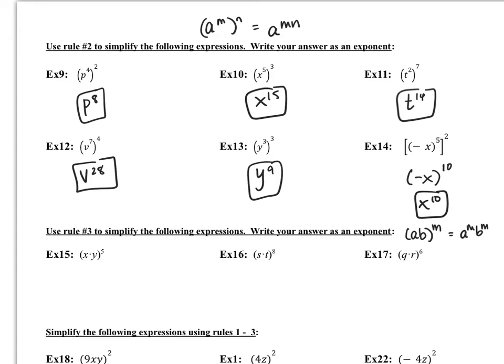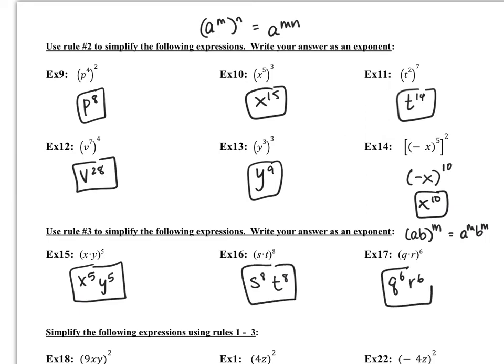So if I were to apply that rule on here, I would have x receiving the power of 5 and y receiving the power of 5. X to the 5th, y to the 5th. Next would be s to the 8th, t to the 8th, and then q to the 6th, r to the 6th. So each item is simply receiving that exponent.